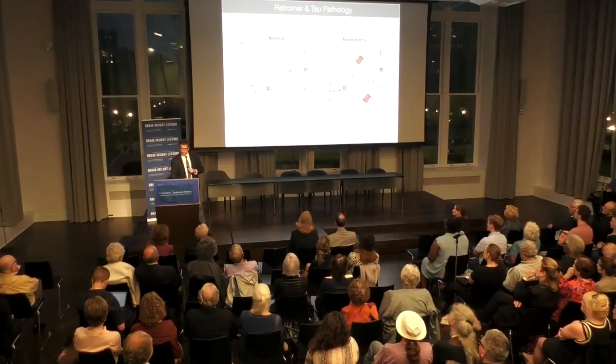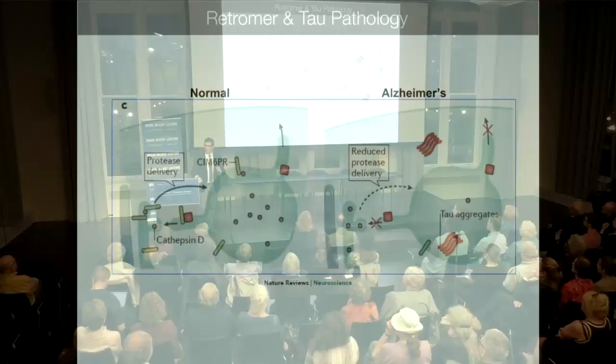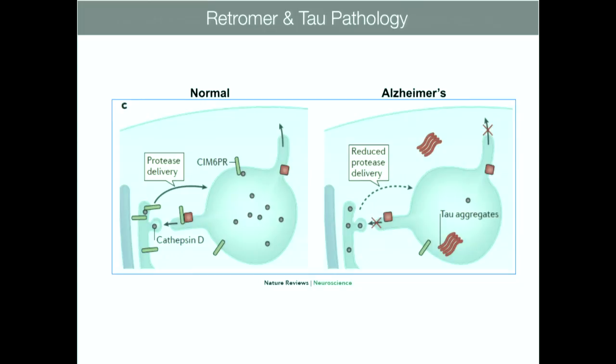Retromer has also been linked to tau pathology. If you manipulate retromer in animal models, you'll develop tau pathology. That's been established. What's not been clearly established is the precise mechanism. This is still works in progress, but it clearly is linked to tau pathology. Since we're not sure, I won't go into the details.